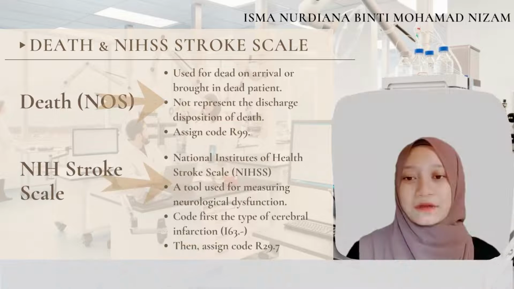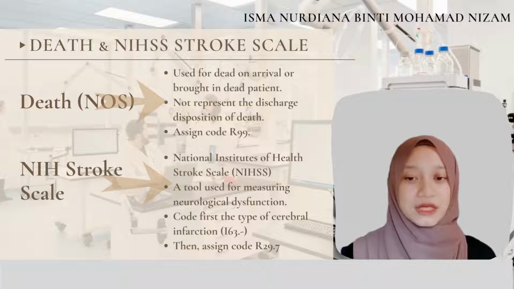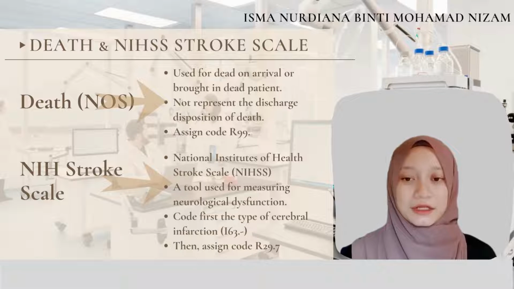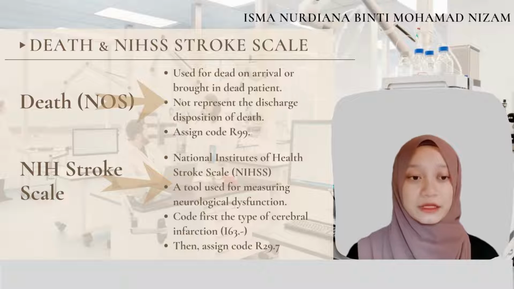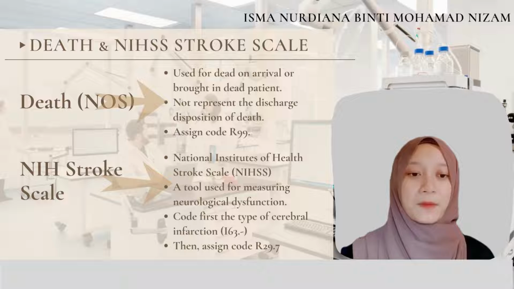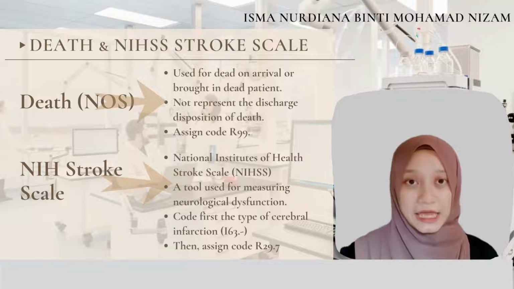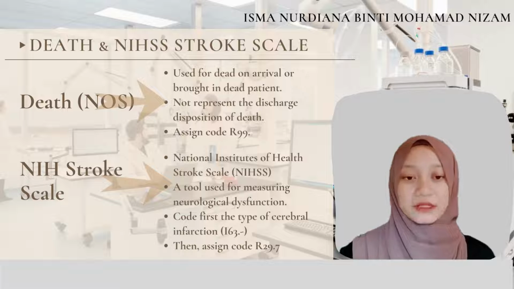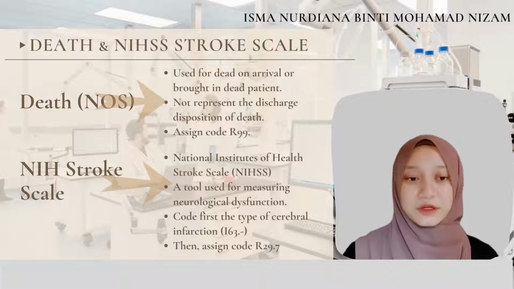I will present about death not otherwise specified and also the NIHSS stroke scale. Death not otherwise specified is used for death on arrival or brought-in-dead patients, which means a patient who has already died is brought into the emergency department or other healthcare facility and is pronounced dead upon arrival. So we need to assign the code R99, which is ill-defined and unknown cause of mortality, and this code does not represent the discharge disposition of death.